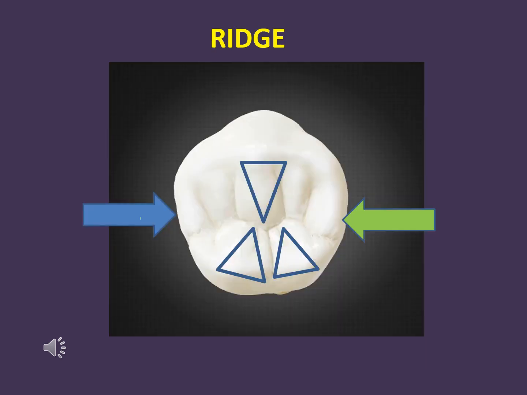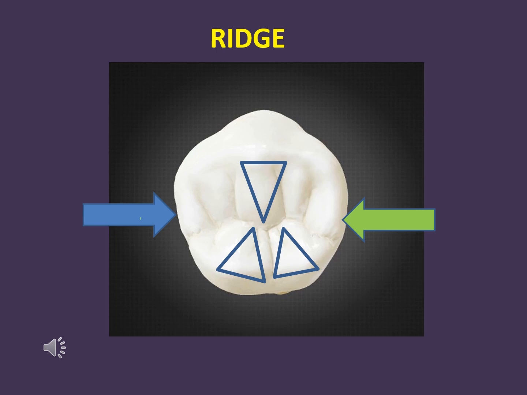Now we'll see the ridges. All three cusps have a well-developed triangular ridge. I have made three triangular markings: one over the buccal cusp, one over the mesiolingual cusp and one over the distolingual cusp. So this is how a triangular ridge is formed in the mandibular second premolar.